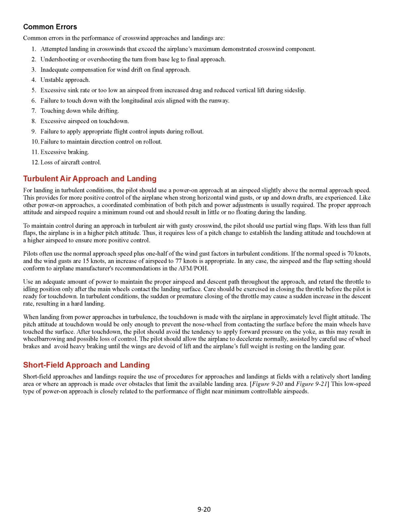Turbulent air approach and landing. For landing in turbulent conditions, the pilot should use a power-on approach at an airspeed slightly above the normal approach speed. This provides for more positive control of the airplane when strong horizontal wind gusts, or up and down drafts, are experienced. Like other power-on approaches, a coordinated combination of both pitch and power adjustments is usually required. The proper approach attitude and airspeed require a minimum round out and should result in little or no floating during the landing.